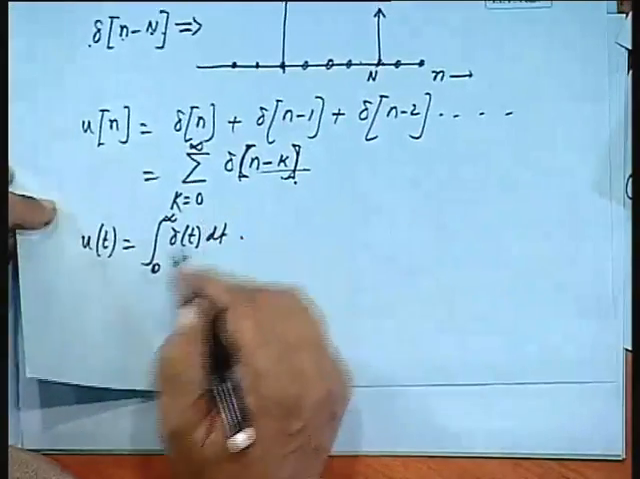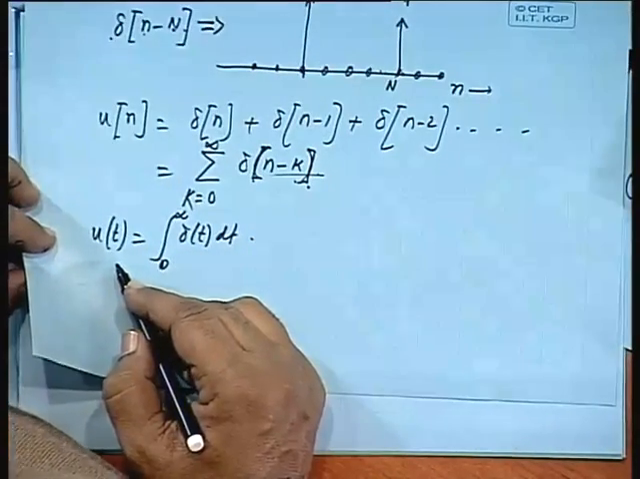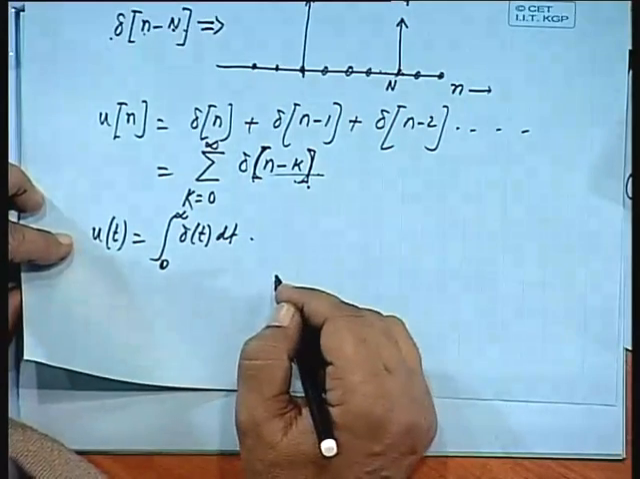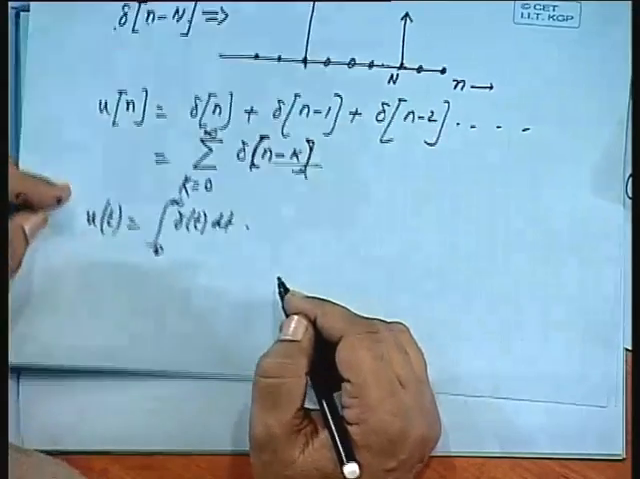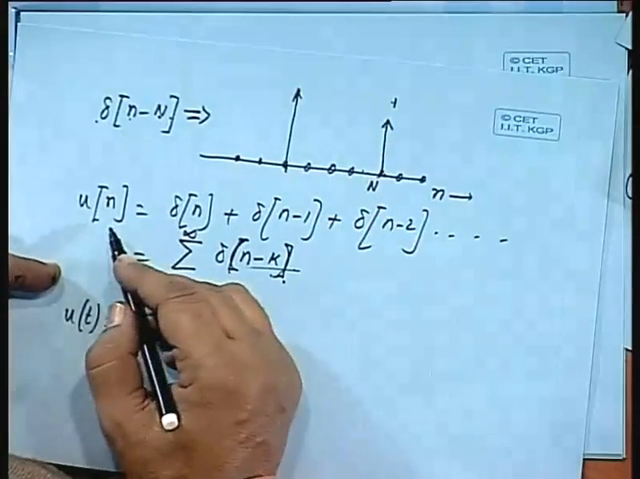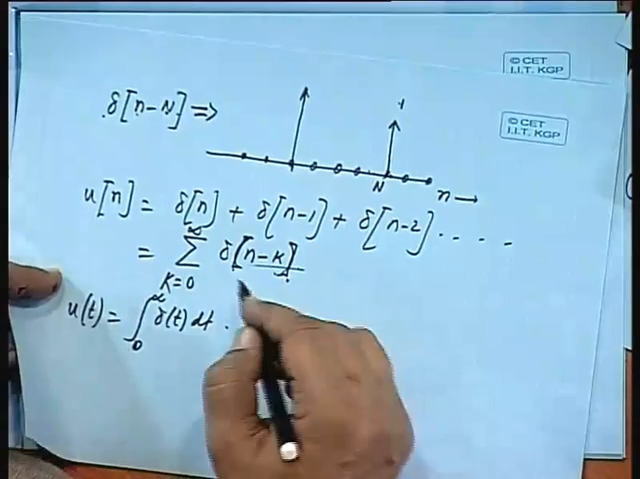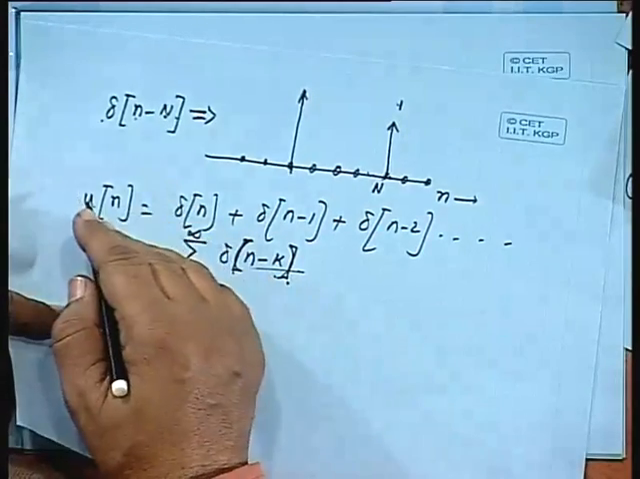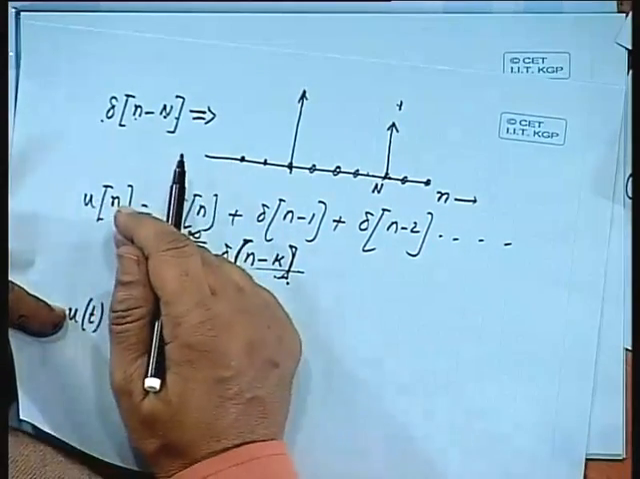Conversely, if you differentiate a unit step in the continuous domain, you get a delta function. So, if you take a differencing operation, just the opposite of an aggregate or summation, on a unit step, you get a delta function.